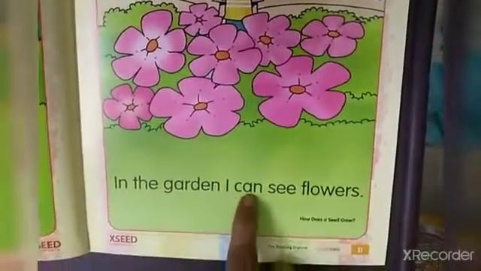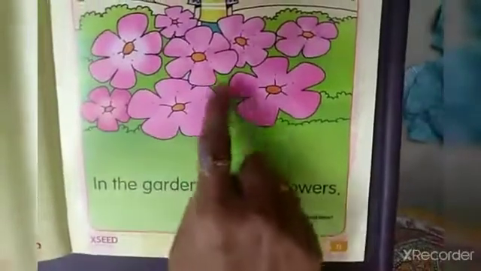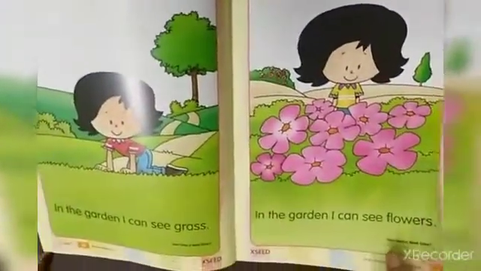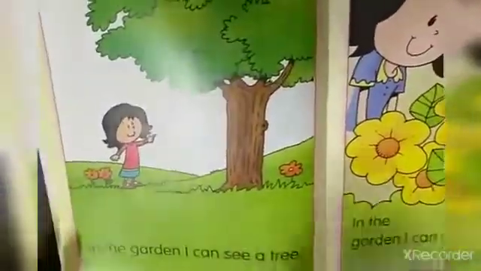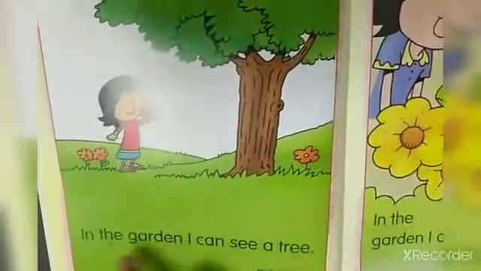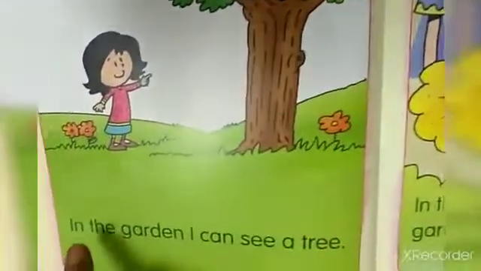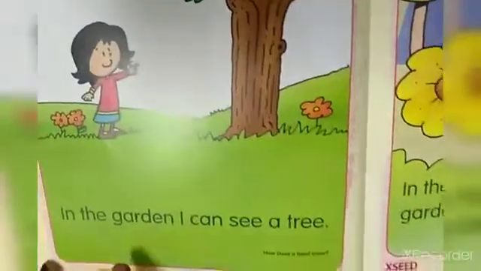In the garden, I can see, yes, flowers. In the garden, I can see flowers. Children, it is very easy. See, you have to look at the picture and you should start telling, in the garden I can see. What you can see in this picture, you have to say. First, we have to include in the garden I can see. You have to include that picture. Okay, it is very easy, children. In the beginning it will be difficult. When you do the reading practice, it will be very easy for you.